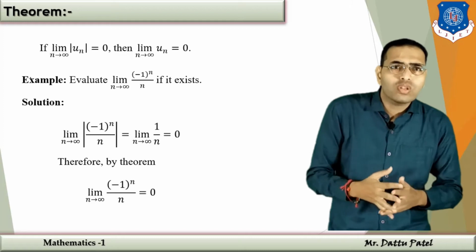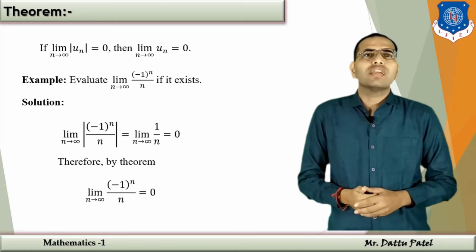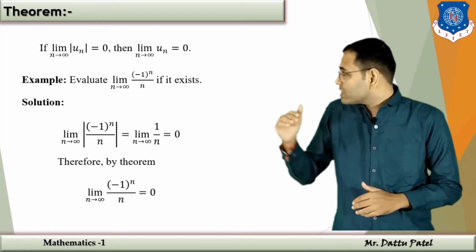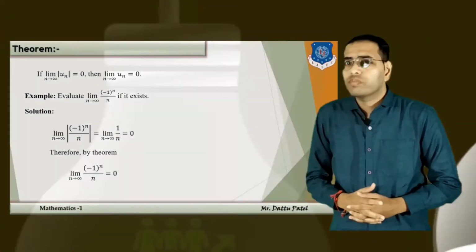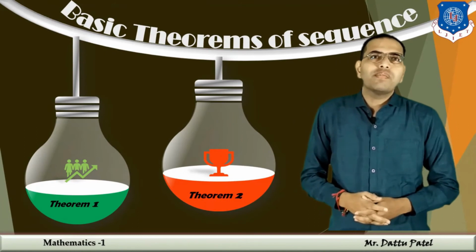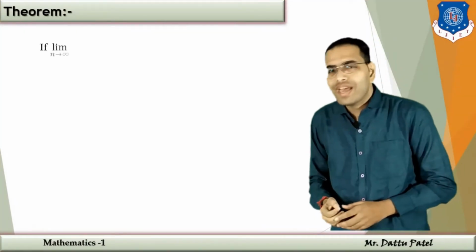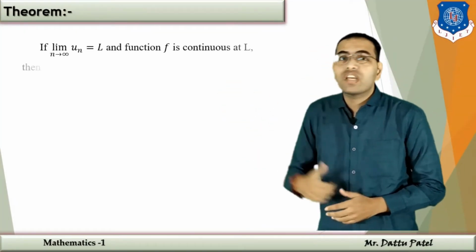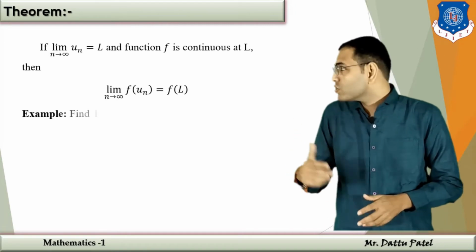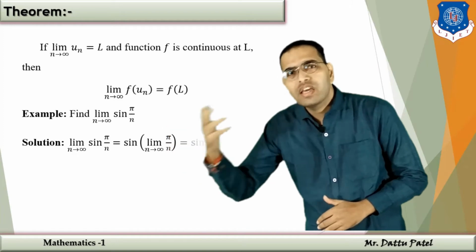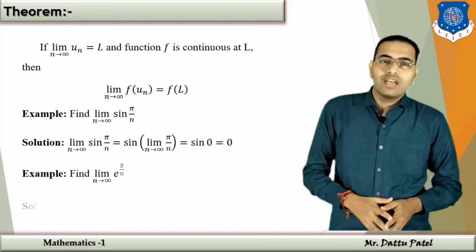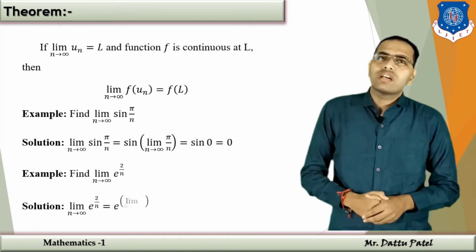Therefore, according to the theorem, we get limit n tends to infinity of (-1)^n upon n equal to 0. Now let's see one more theorem of the sequence. If limit n tends to infinity of u_n equals L and f is a continuous function, then limit n tends to infinity of f of u_n, we apply the limit inside the function, which is f of L. Let's understand with one example.